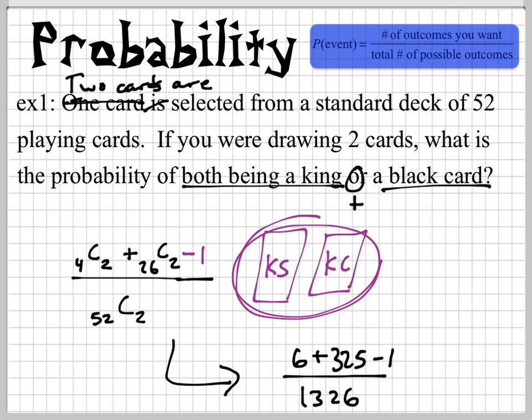Okay, so we add at the top. What do you get when you add at the top? And you punch that in your calculator to see if it'll simplify, and it definitely will because they're both even. What do you get? It simplifies to 55 over 221. Oh, my bad. Okay, so there is your answer.